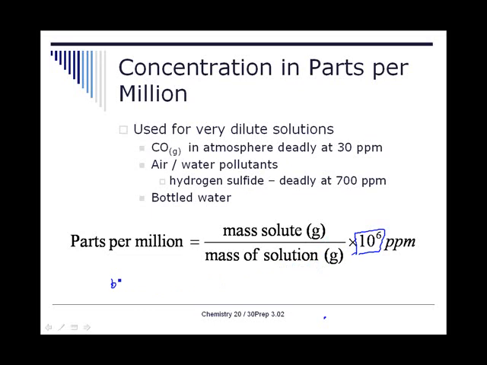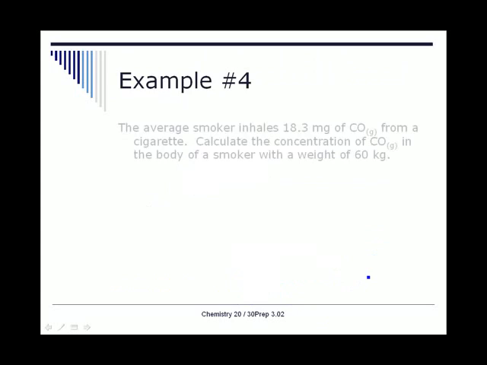If you want parts per billion, which a lot of times you'll find on water bottles, it's the same thing. It's going to be the mass of solute in grams divided by the mass of your solution in grams. The only difference is you're going to multiply it by 10 to the 9th, and that's going to give you your parts per billion.